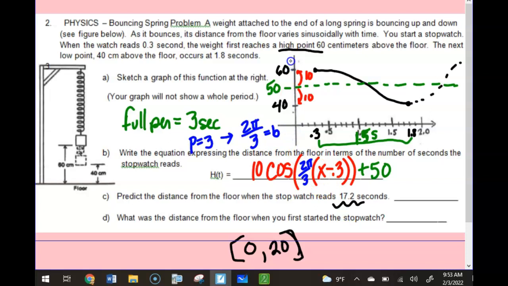What about our Y value? How high should we go? Okay, we could do 0 to 70. That's probably what I would do. That's our Y value, right? You could do just 40 to 60 and just look at that little piece of it. All right.